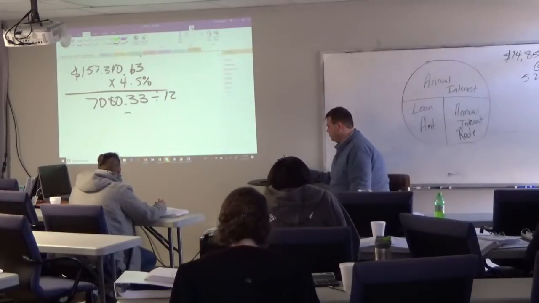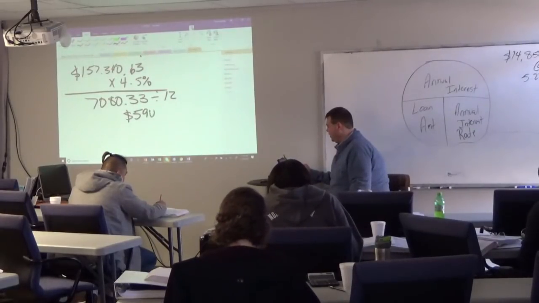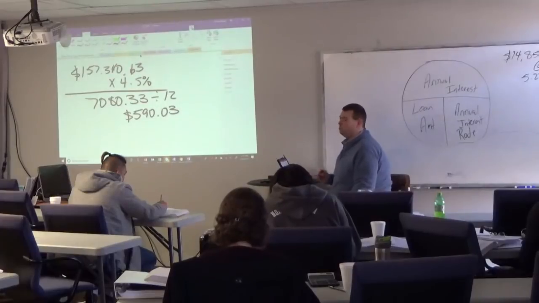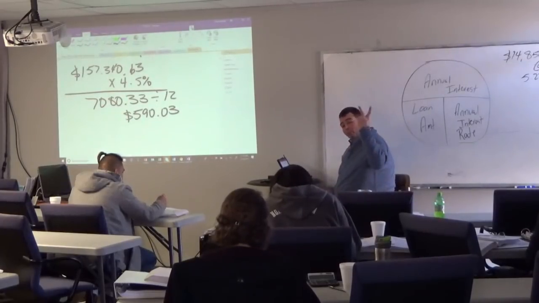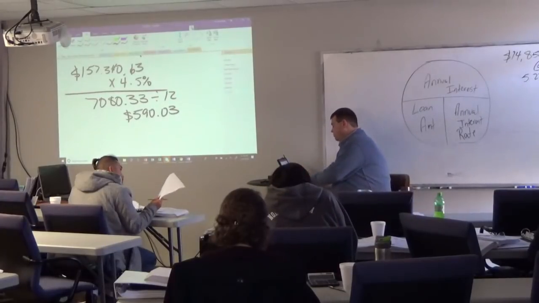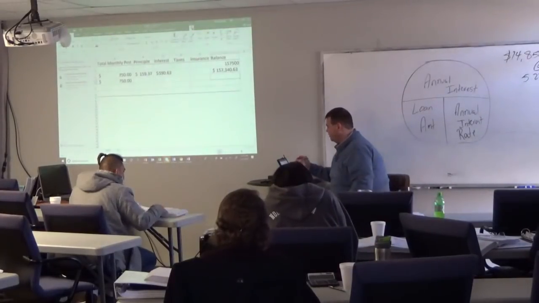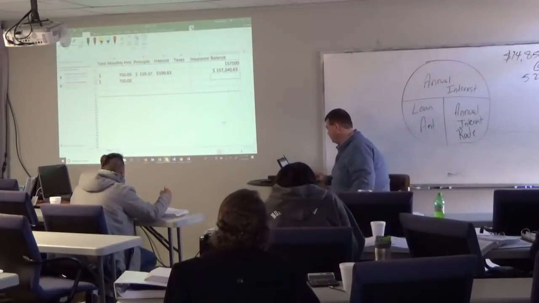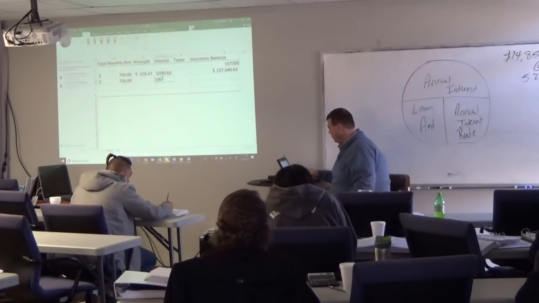And 3 cents. 590.03 in monthly interest in month number 2. Does that make sense? Now, if I go back to my chart and I fill that in, 590.03. What do I notice?